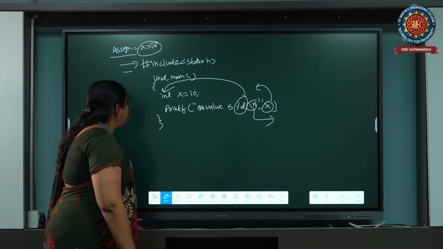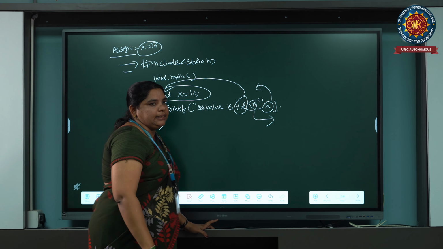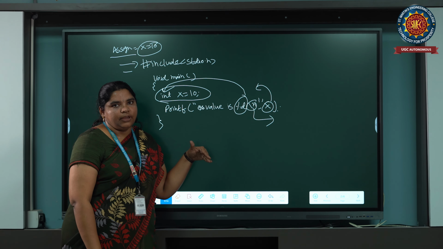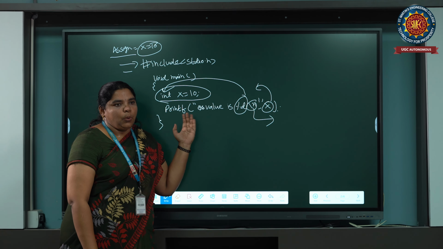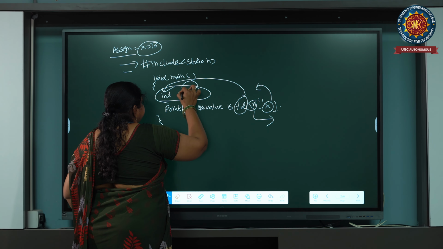So in coding, it is nothing but int x equal to 10. No need to assign separately, it is directly defined. So int x equal to 10 is also one type of definition, where 10 is a value and it is assigned to x. Okay.